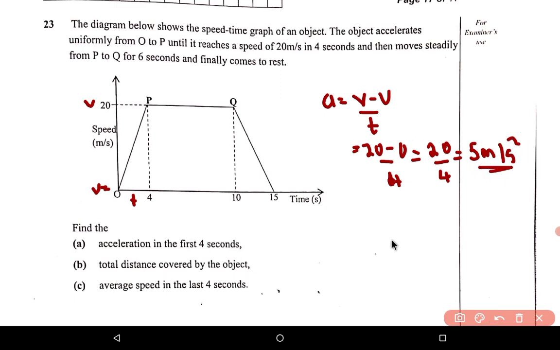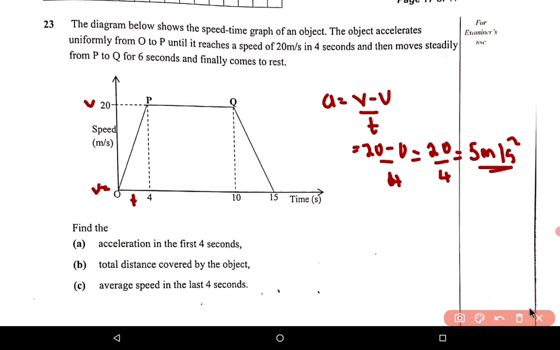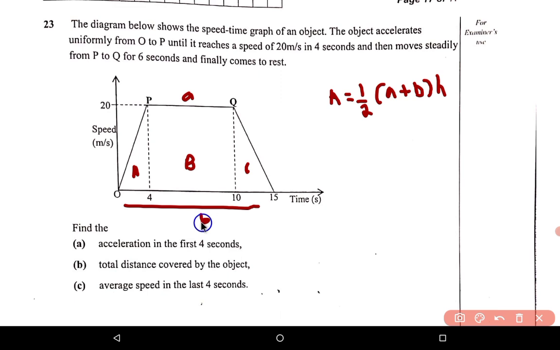The total distance covered, very simple as well. You can try splitting this into many parts, finding the area here, area there, and area there, but this will take a lot of time. What we can simply do is find the total distance using the area of a trapezium, because we have everything we need. So we say half A plus B times H. A is this distance, this whole distance is B, and this distance here is your H.